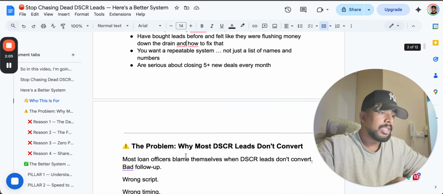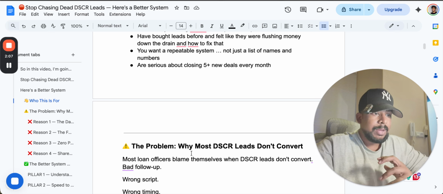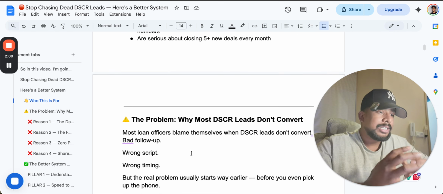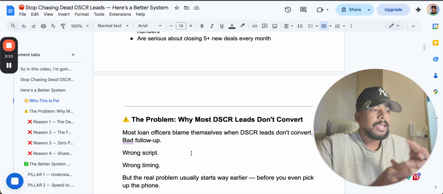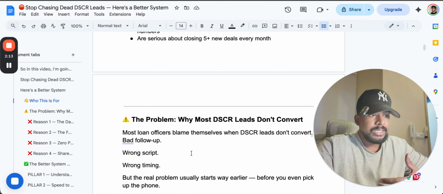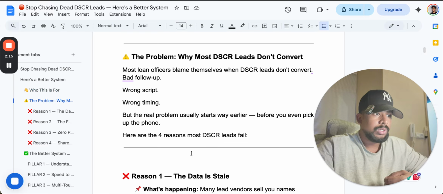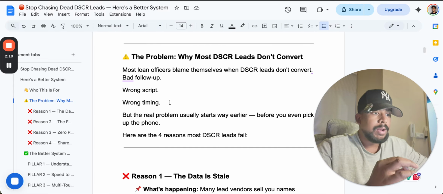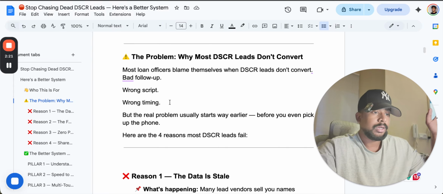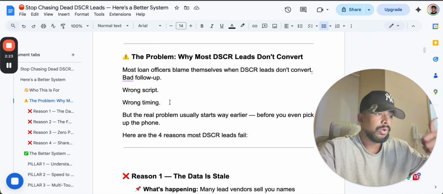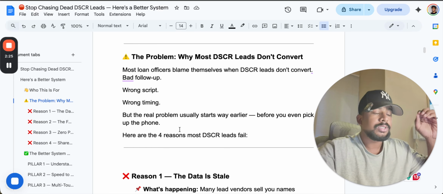Okay. Now, what is the number one problem and why most DSCR leads don't convert? See, most loan officers blame themselves when DSCR leads don't convert. Bad follow-up, wrong script, wrong timing. But the real problem usually starts way earlier, before you even pick your phone up. And here are the 4 reasons most DSCR leads fail.